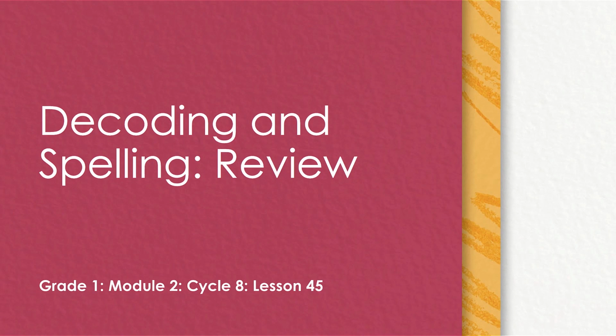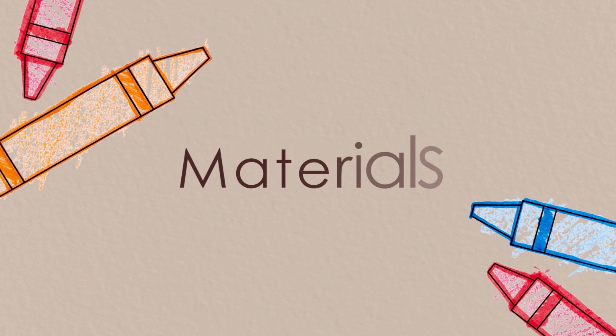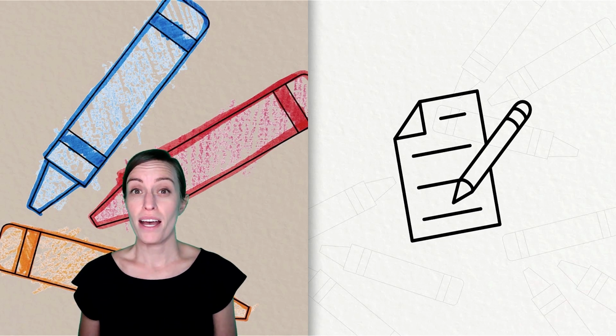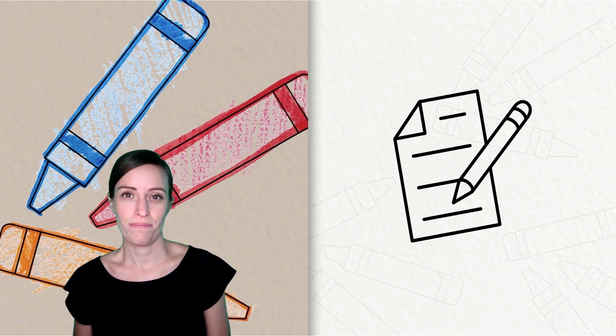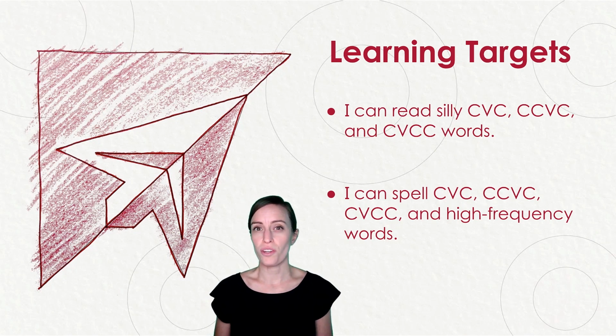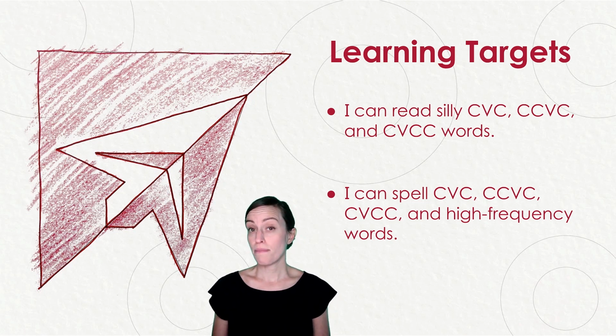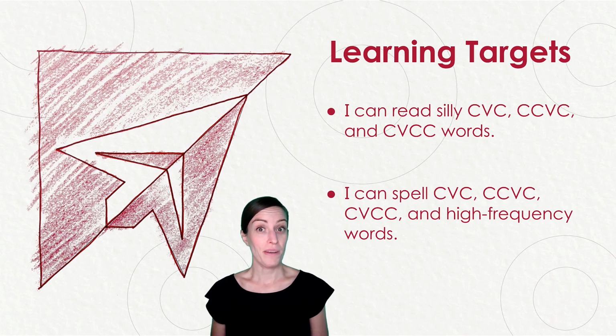Today, we will be reviewing all of the things we learned during this cycle. We will practice decoding and spelling. Materials! For today, you will need to grab a piece of paper and a pencil. Here are today's two learning targets. I can read silly CVC, CCVC, and CVCC words. And I can spell CVC, CCVC, CVCC, and high frequency words. Here we go.